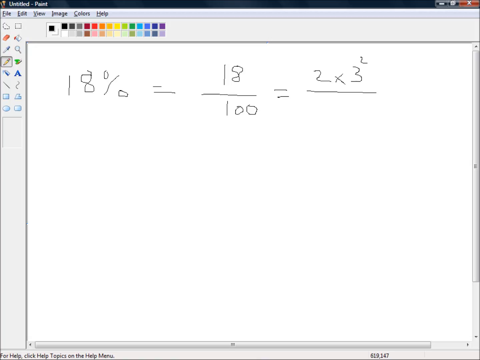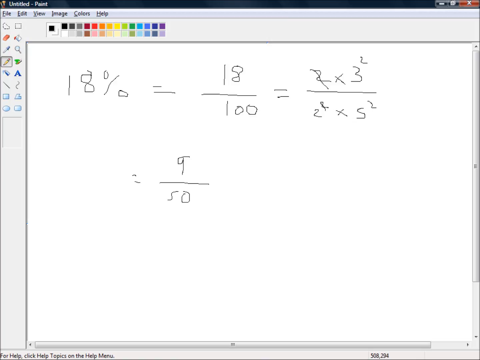And that's divided by 100, which is 10 times 10. So that's 2 times 5 times 2 times 5, so that's 2 squared times 5 squared. So the only thing they have in common is a 2. So that means we've got 9 on the numerator and 50 on the denominator, because 25 times 2 is 50.